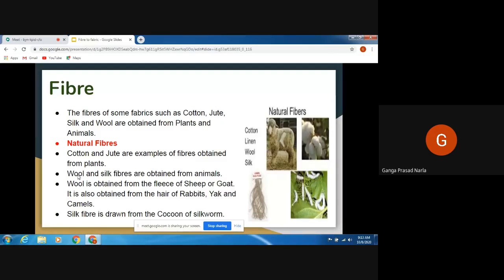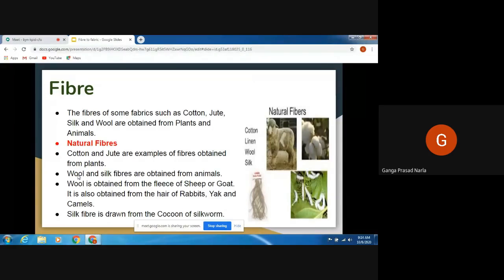From where do we get wool? Wool is obtained from the fleece of sheep. Fleece ante వెంట్రుకలు. Wool is obtained from the fleece of sheep or goat. It is also obtained from the hair of rabbit, yak, and camels. So we get wool not only from sheep and goat, but also from rabbit, yak, and camels.